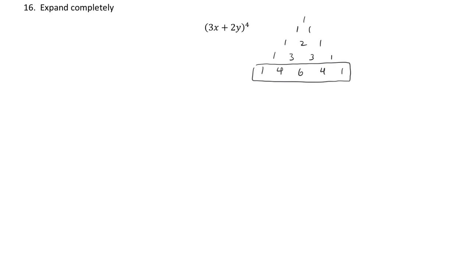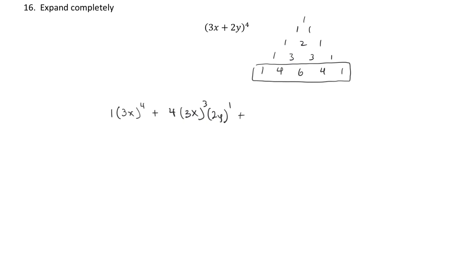So we're going to start with the first coefficient, 1, and then we have 3x to the fourth power. And we still have the other term, 2y, but it's to the 0 power, which means it's just 1. And then the next term has this as a coefficient, 4, and then the 3x decreases to a power of 3, and now the 2y increases to a power of 1.